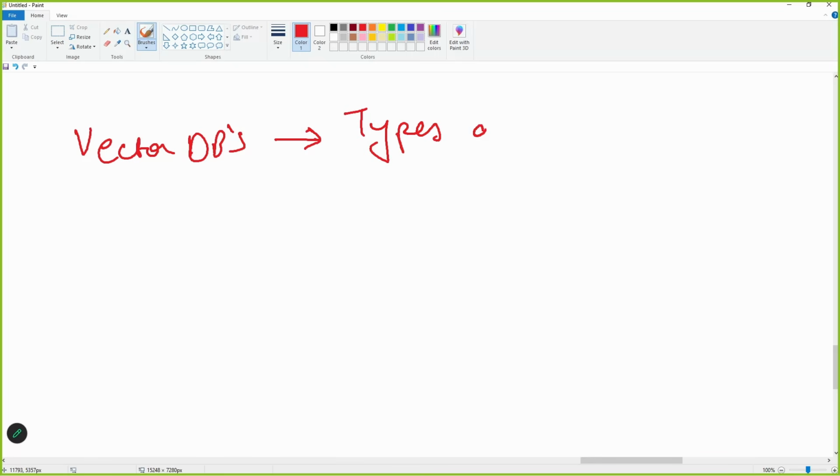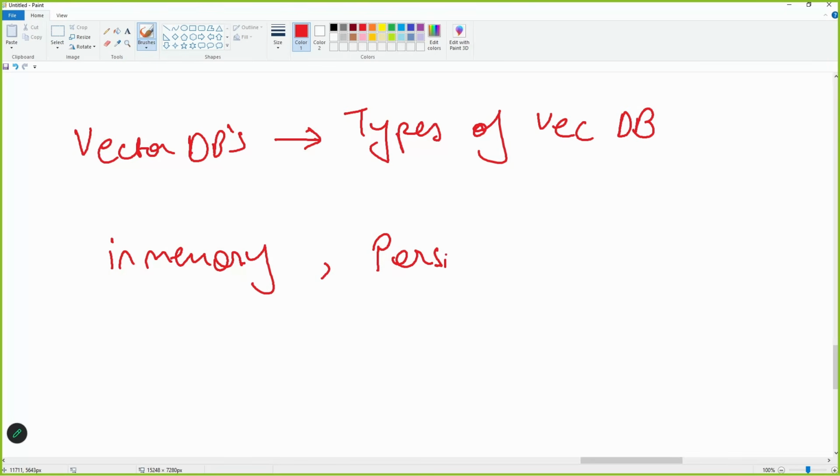So now you might be thinking, do we have a variety of vector databases, or do we have only one vector database? That is where we are going towards, and we will understand the different kinds of vector databases which we require to make these RAG systems. Types of vector databases. All right. Now we have different kinds of vector databases. First one is in memory. Second one is persistent. And third one is cloud databases.